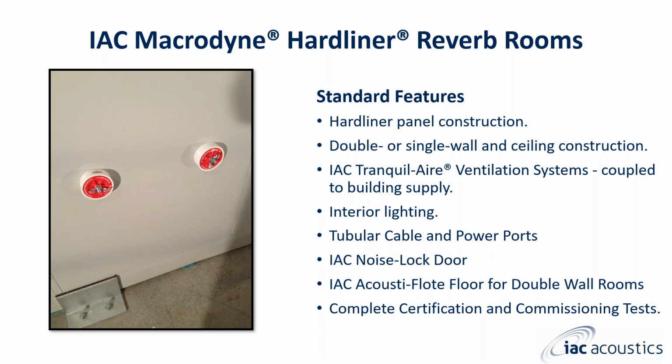Some of the standard features that come along with the Macrodyne hardliner reverb room are the hardliner panel construction, double or single walled ceiling construction, IAC tranquil air ventilation systems, and those can be coupled to building supply. We can offer interior lighting, tubular cable and power ports, the IAC noise lock door, IAC Acoustafloat floor for double wall rooms, and complete certification and commissioning tests.